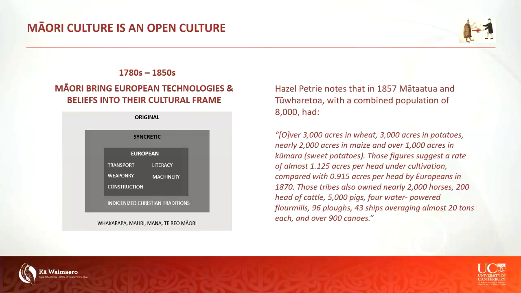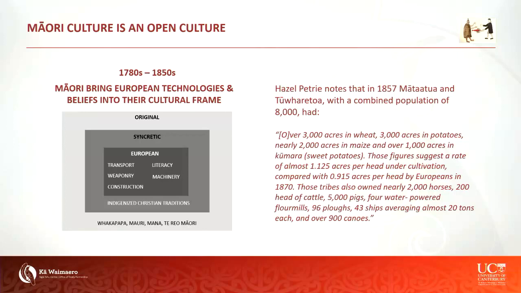The tribes owned 2,000 horses, 200 head of cattle, 5,000 pigs, 4 water-powered mills, 96 ploughs, 43 ships averaging 20 tons and over 900 canoes. So that's one iwi back in 1857. Now that was replicated across much of New Zealand; Tainui and Ngāi Tahu were doing things like this down here too. So there was quite a strong economic growth period through the incorporation of Western ideas and technologies.